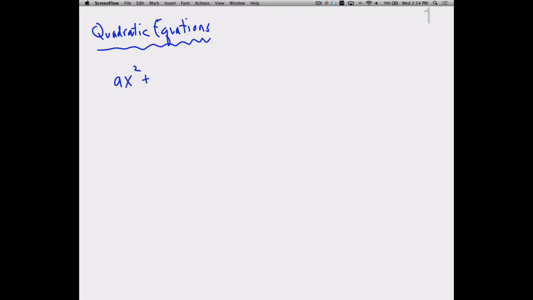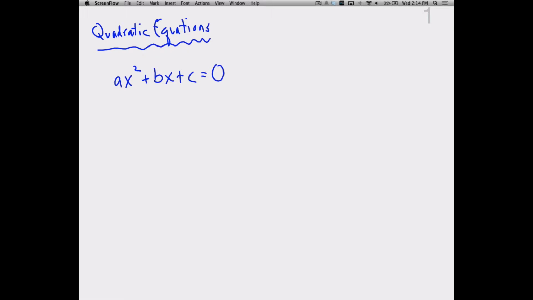Anyways, ax squared plus bx plus c is our generic form for a quadratic. The ax squared is the quadratic term, the bx is the linear term, the c is the constant term, and of course you want it to be equal to 0 most of the time. However, we're going to look at a couple today where setting it equal to 0 is not the best way to solve the problem. And again, these are equations.